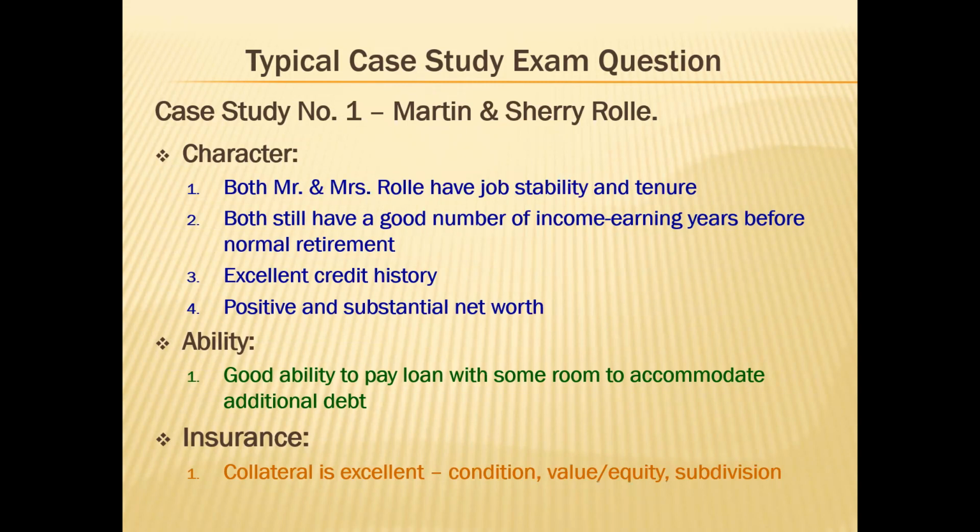And the character, we can give any one or more of these reasons. Both Mr. and Mrs. Roll have good jobs, stability, and tenure. Both still have a good number of income earning years before normal retirement. They have excellent credit history. They have positive and substantial net worth. Ability, they have good ability to pay loan with some room to accommodate additional debt. Collateral, they have collateral as excellent with regard to its condition, its value, its equity, and the subdivision.